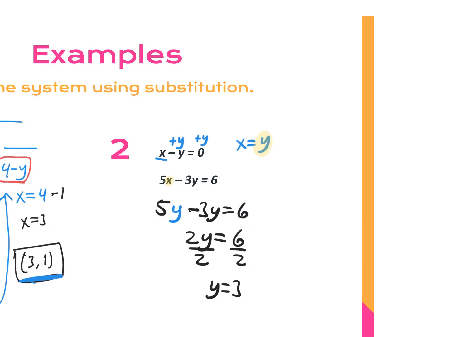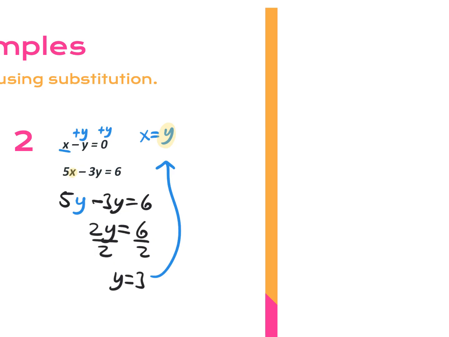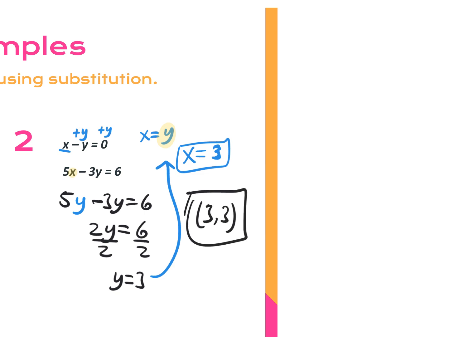All right. And then once again, you want to plug that back into your original equation or your manipulated one, right? In substitution, it's easiest to plug it into the one that already has the variable isolated. Replace y with 3, and so you get x equals 3 as well. All right, so then your answer as an ordered pair is going to be 3 comma 3.